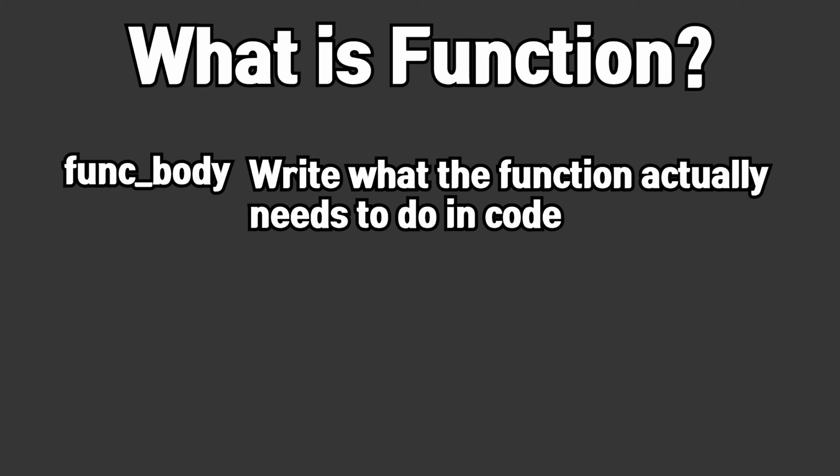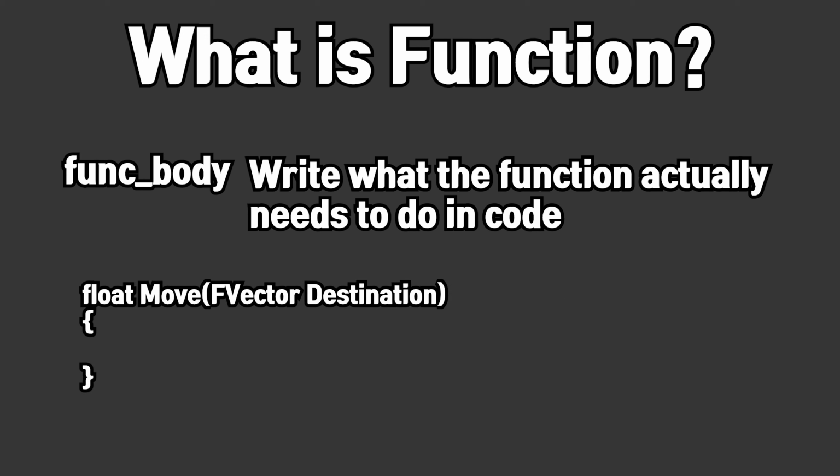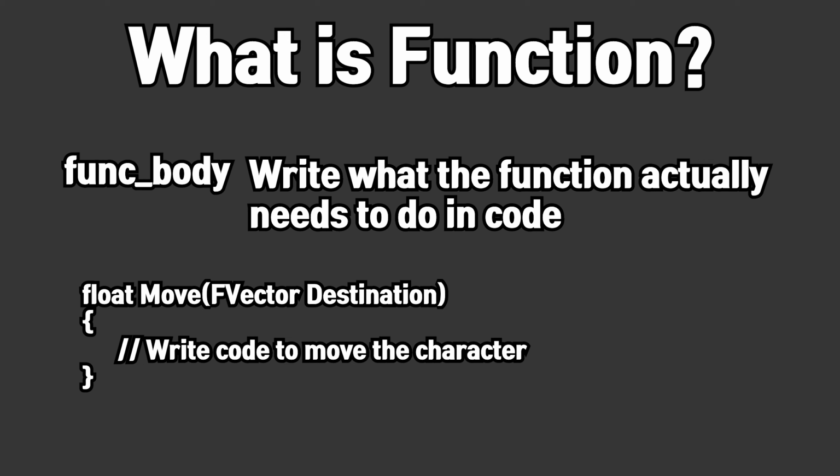Finally, the body of the function is where you write the code that does what the function actually needs to do. For example, if you implement a function that moves a character to a desired position, the return type will be float to return the remaining distance, and the function name will be move. And the parameter will receive the coordinates of the destination. Then, in the body of the function, whenever the function is called, you will write code that moves the character towards the destination little by little using the movement speed and time and returns the remaining distance.